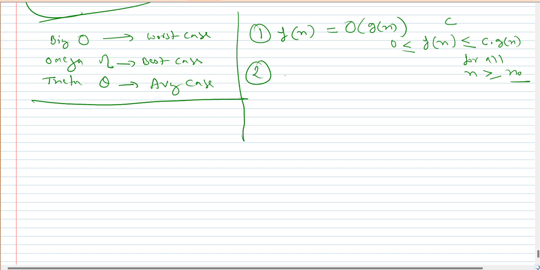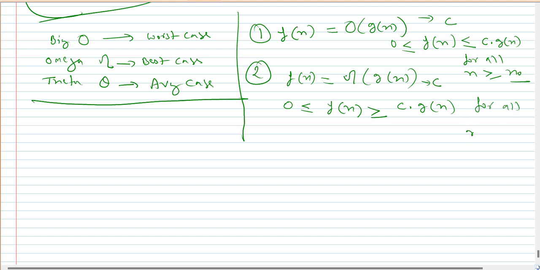Similarly, for omega, we say that f(n) is equal to omega of g(n) if there exists a constant C for which f(n) is greater than or equal to C dot g(n) for all n greater than or equal to n naught.